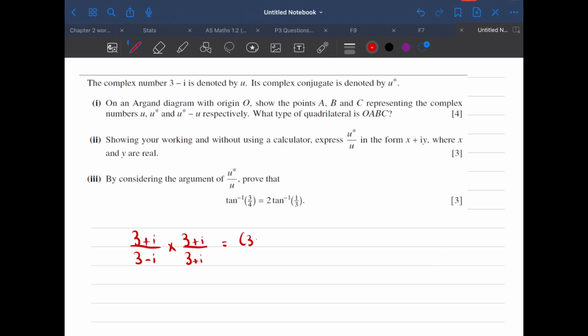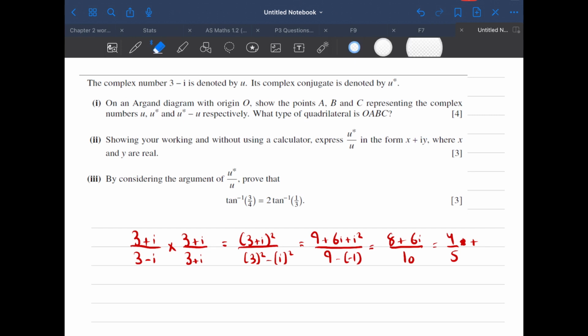So it's going to be (3 plus i) whole square divided by 3 square minus i whole square. It's going to be 9 plus 6 iota plus i square divided by 9 minus minus 1. So that's going to be 9 minus 1, that's 8 plus 6 iota divided by 10. What's the answer of this? 4 upon 5 plus 3i upon 5. That's it.